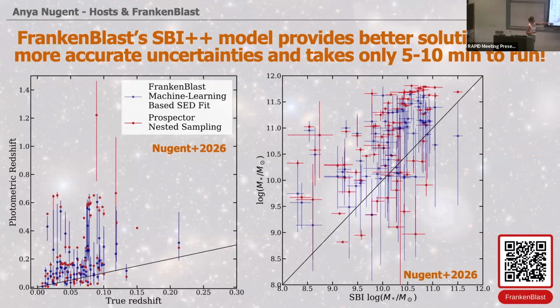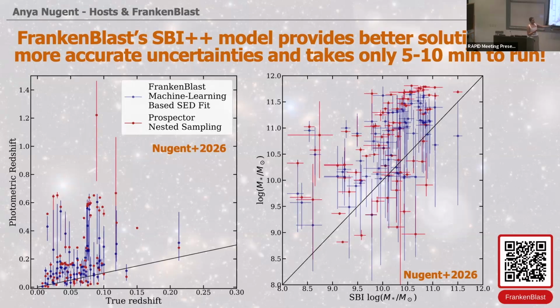Prospector is shown in the red here, and you'll notice that in a lot of these cases, Prospector has found a very incorrect photometric redshift, but also has very small uncertainties on all of those redshift estimates, which is terrible because that means it's really sure about something that's very incorrect. Now, meanwhile, SBI++ tends to have larger uncertainties, but they do capture the true redshift, which is great.